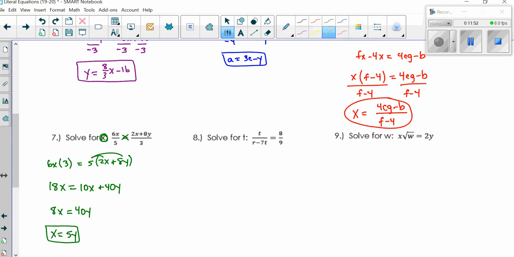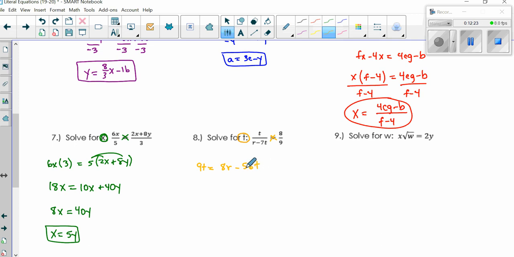All right, and the next one, same thing. This would be a good one for you to try on your own. It's a proportion. We have a fraction equals a fraction, so the only thing I can do is multiply. Okay, my goal is to get t by itself. So if I cross multiply, 9 times t is 9t. And then over here, I'm going to have 8, and I'm going to distribute it to both terms. So 8 times r is 8r, minus 8 times 7 is 56t.